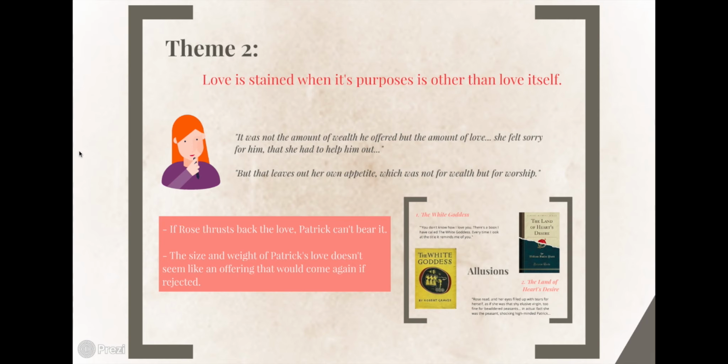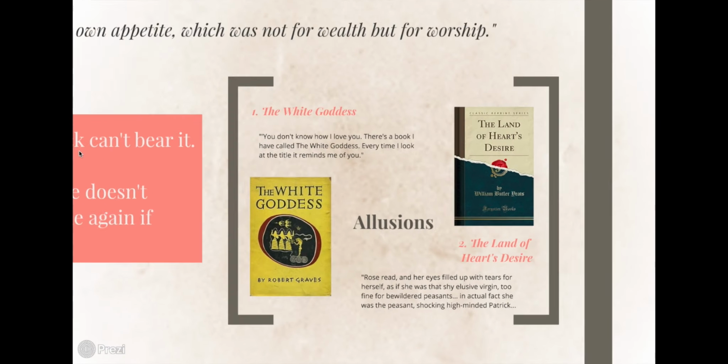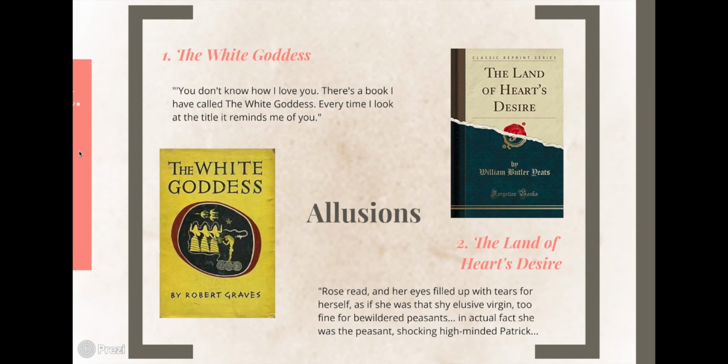And in fact, this is the pivotal point when her relationship with Patrick truly begins to deteriorate. And Munro couldn't make this theme any clearer with these two allusions she used alongside the motif. The first is an allusion to The White Goddess, a collection of poems by Robert Graves.